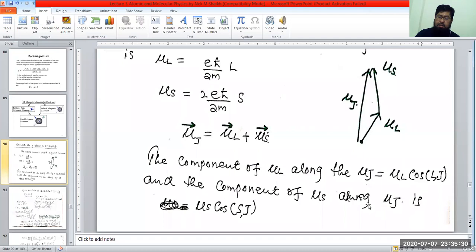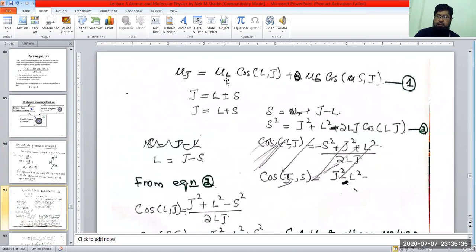So now here mu J is equal to mu L into cos of angle LJ plus mu S cos of angle SJ. This is the magnitude and this is the direction. This is the theta or the angle between L and J, angle between this vector and the reference axis J. Similarly, this is the angle between S and J.